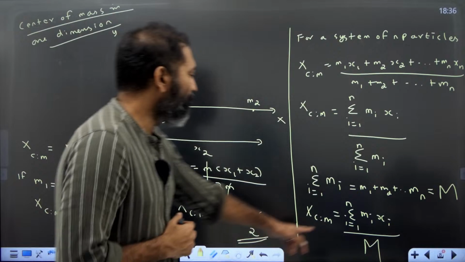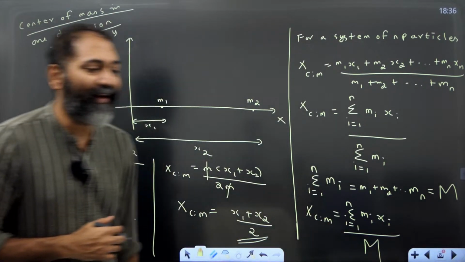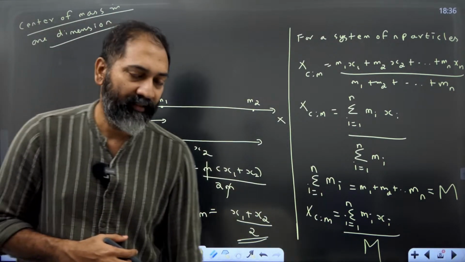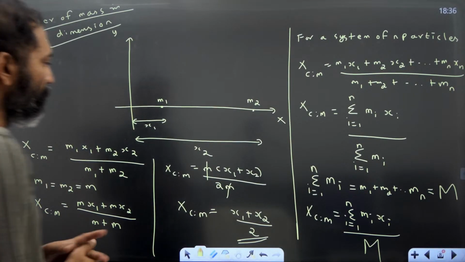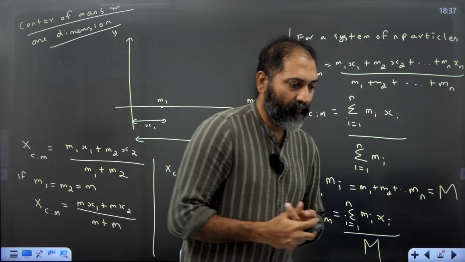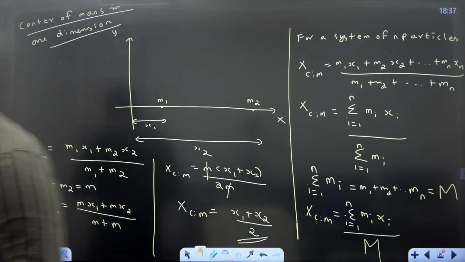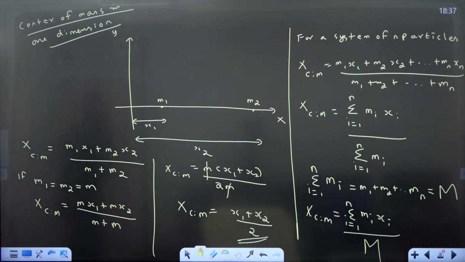So this is the equation for position of center of mass if there are n particles. Any doubt? Any doubt? Note it down, note it.